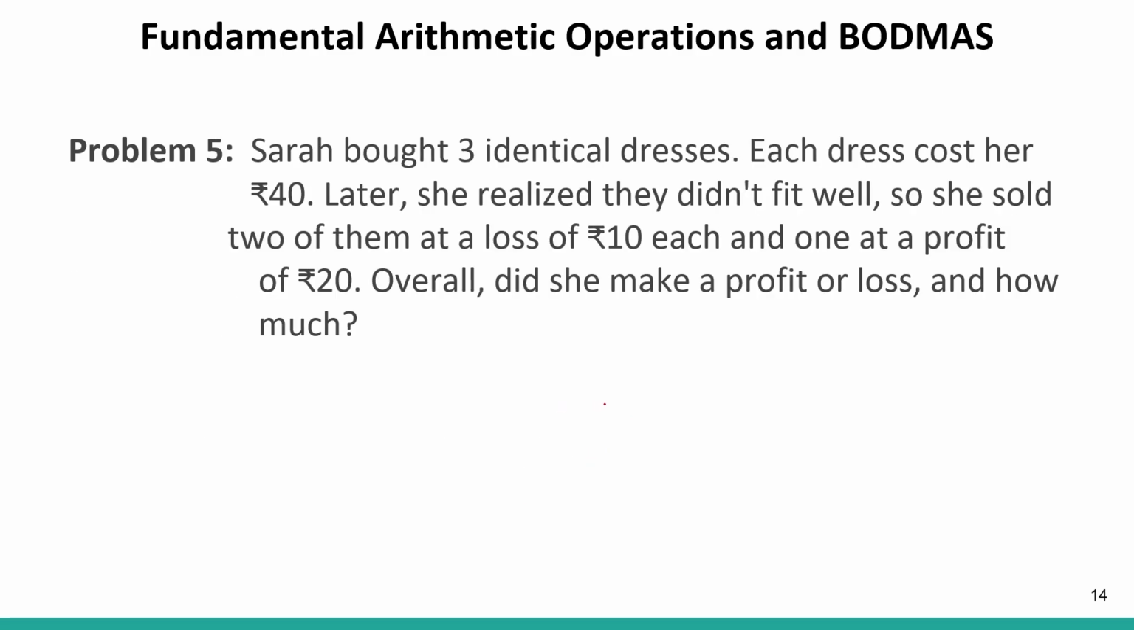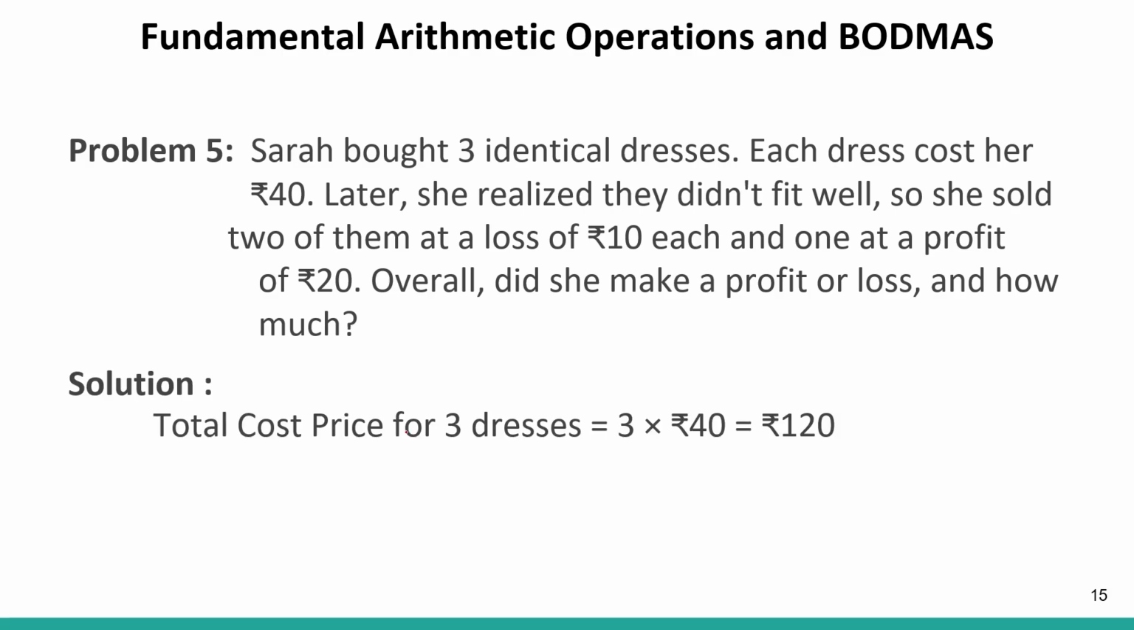Let's see problem number 5. Sarah bought 3 identical dresses, each dress costing her 40 rupees. Later she realized that they didn't fit so well, so she sold 2 of them at a loss of 10 rupees each and 1 of them at a profit of 20. All we need to evaluate is whether she made some profit or loss, and if so, how much.